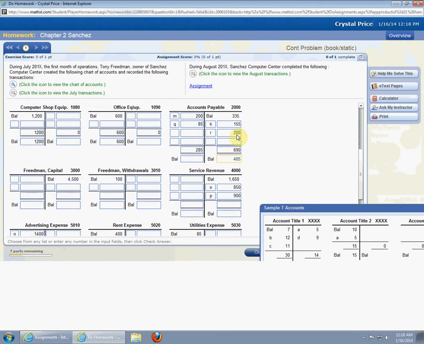The purpose of that account is to show the total you owe, how much you owe. Okay, so we still owe $405. And then you would put it here. Yes, that reminds me of my credit card.